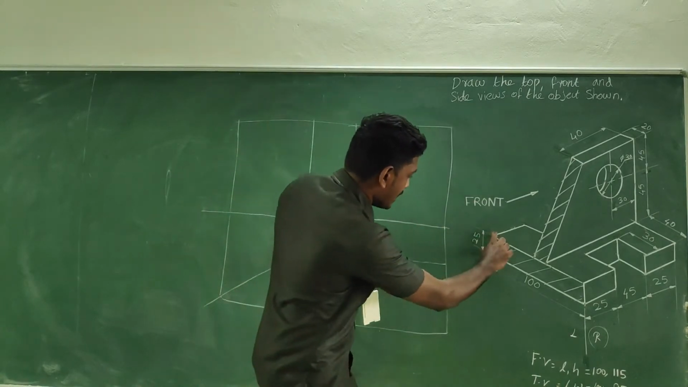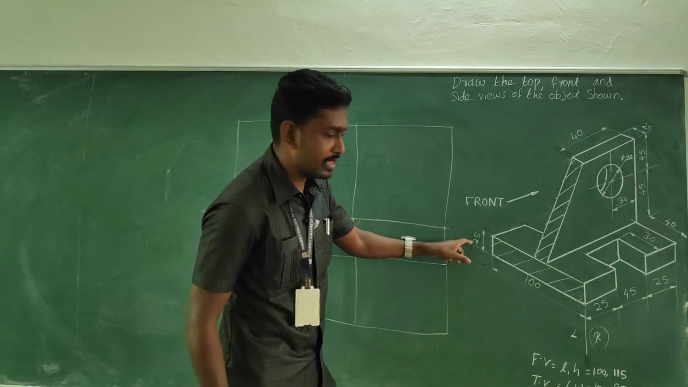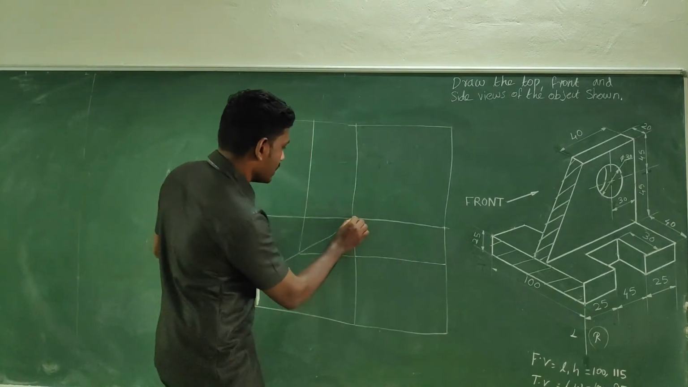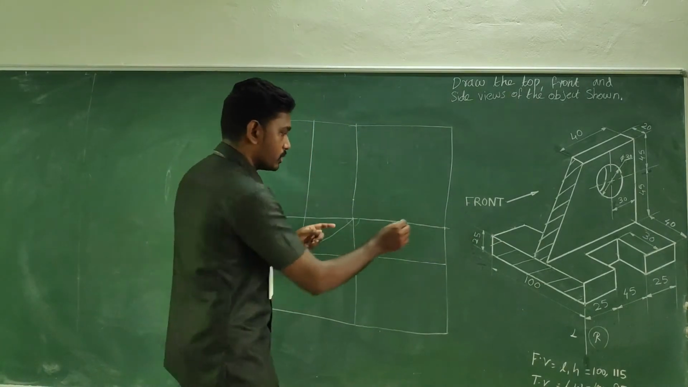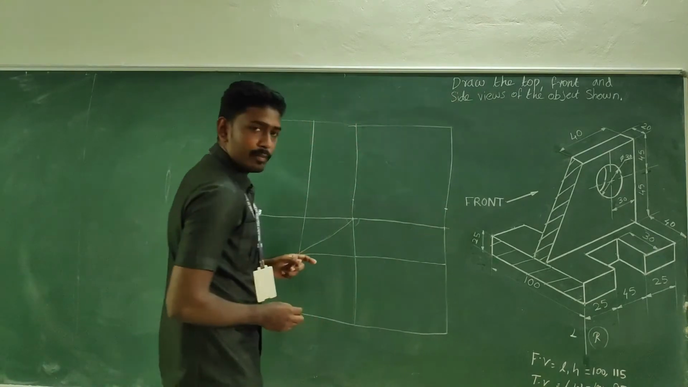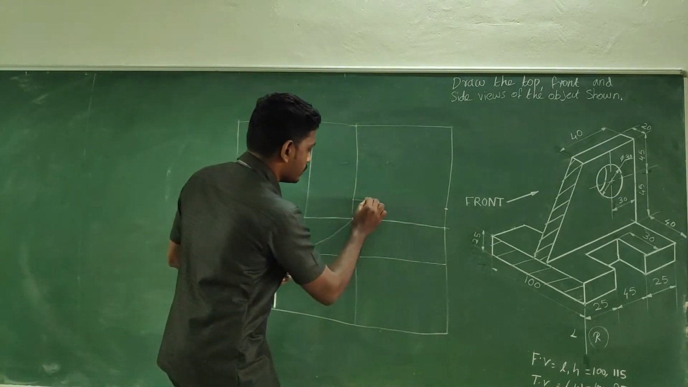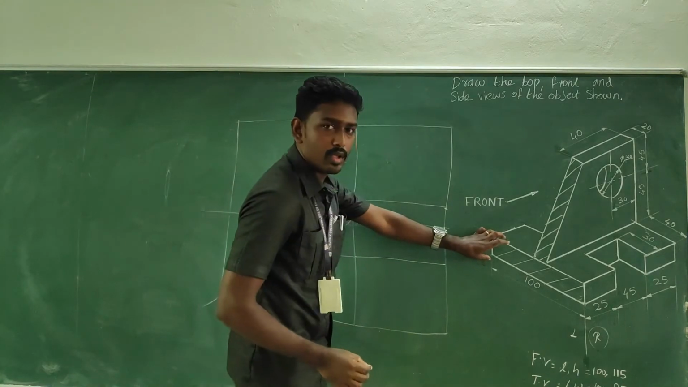So we know this base is 25 mm, right? The base is 25 mm. So measure 25 mm from this end and mark a point. So this is your base. This is your base. Okay, fine.